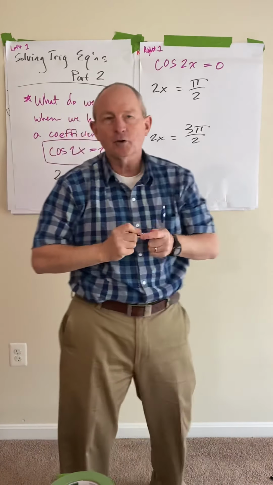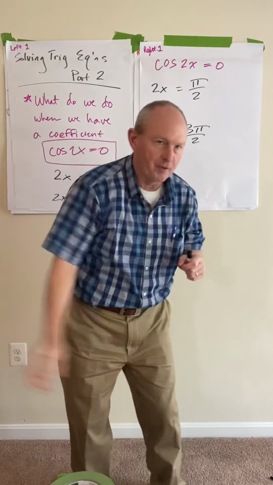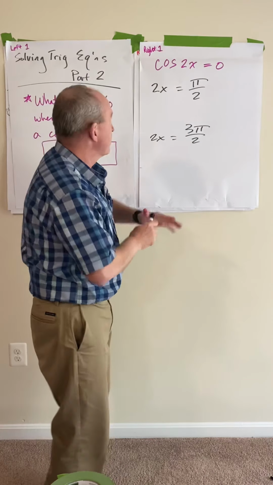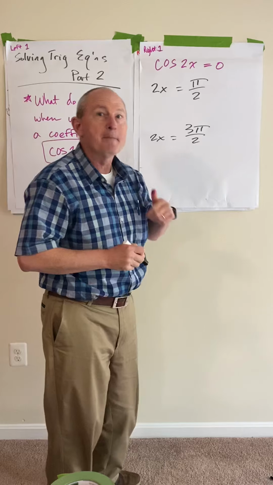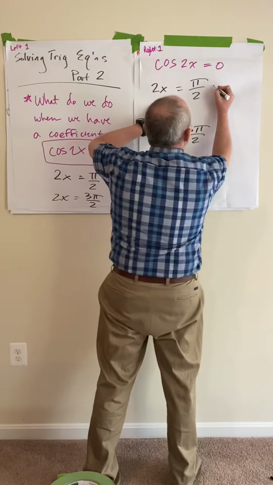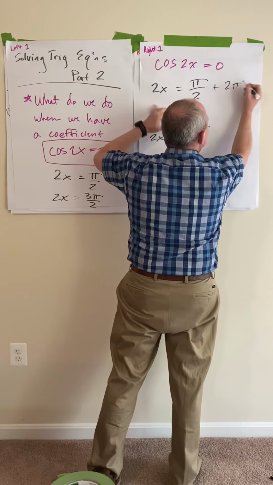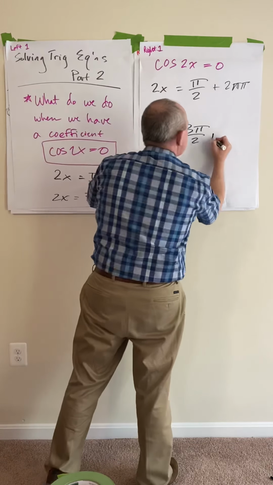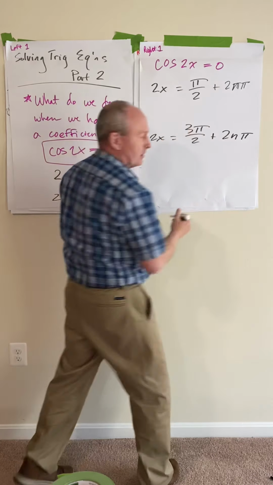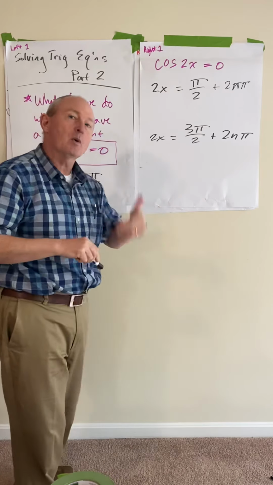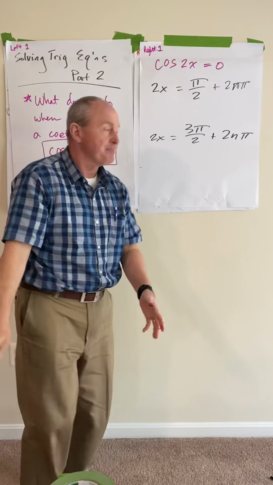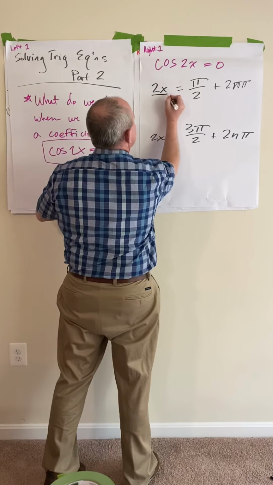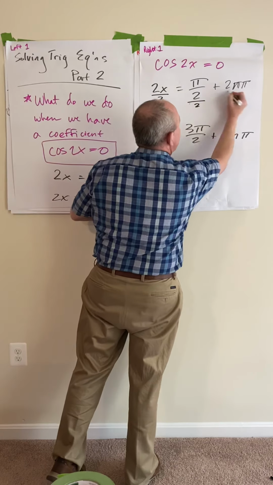Now remember, we are still trying to solve for x over all the numbers, not just 0 to 2 pi. So before I do anything more, I'm going to say 2x equals pi over 2 plus 2n pi. Plus 2n pi, whoops, I do that every time. And 2x equals 3 pi over 2 plus 2n pi. Okay, that takes care of the wrapping. But I do want to find out what x is, not what 2x is. And so I just divide this entire equation by 2. Divide both sides by 2.